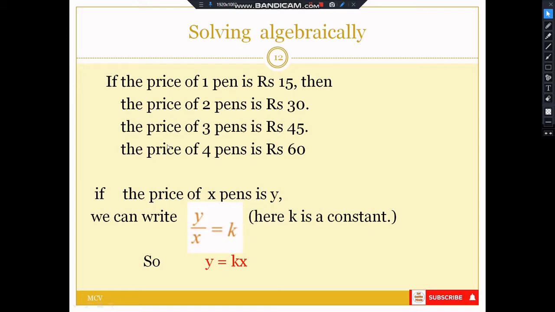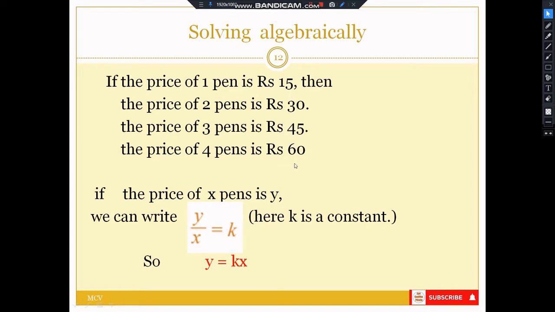Let's see an example. If the price of 1 pen is 15 rupees, then the price of 2 pens is 30, 3 pens is 45, 4 pens is 60. So 1, 2, 3, 4, the number of pens, we can take as x. And 15, 30, 45, 60, the price, we take as y.